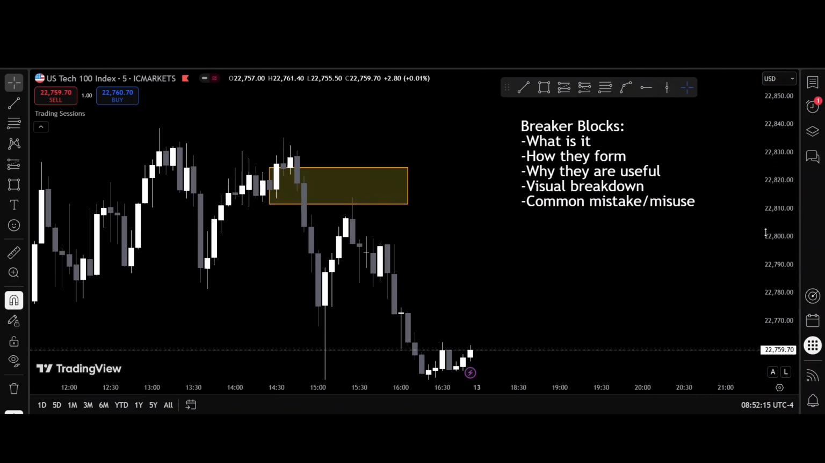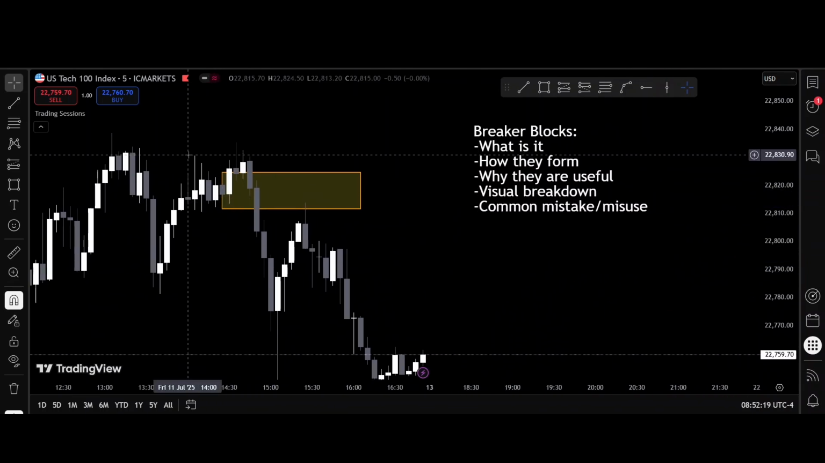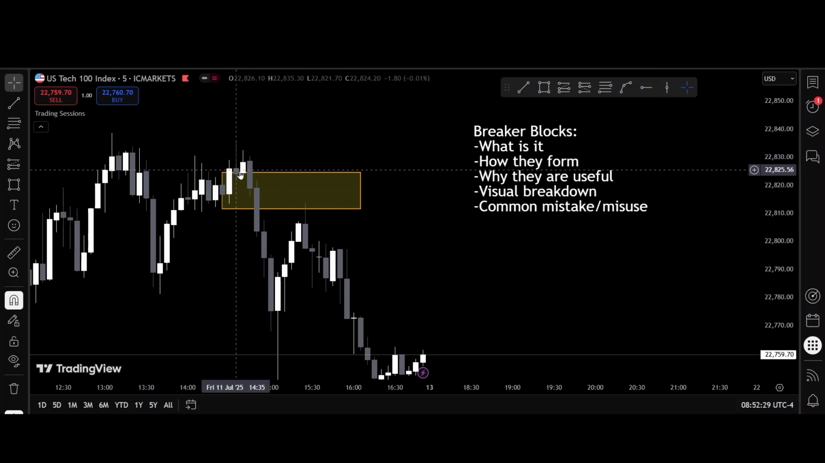Anyways, we got a break of structure. That's your first confluence. We got a sweep of liquidity. That's your next confluence. Let's pretend this is New York session and this is London highs. We swept the high. We got a rejection. Great. We got a break of structure.